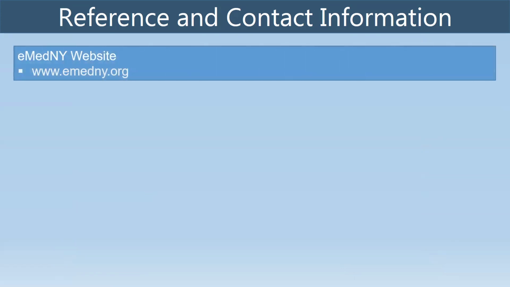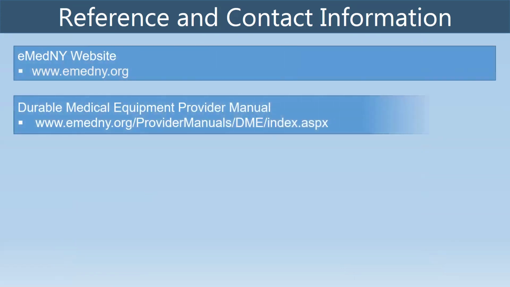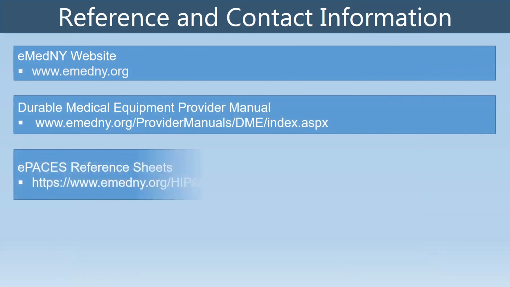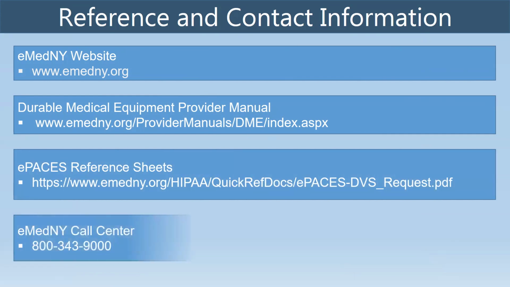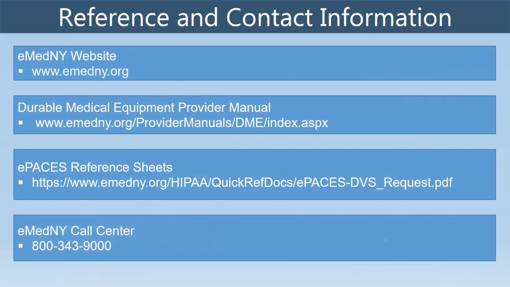For additional information regarding ePACES and the DME prior approval steps, please visit the emedne.org website and reference the Durable Medical Equipment Manual and ePACES PADVS reference sheets. For further assistance, please contact the eMedne call center at 800-343-9000.